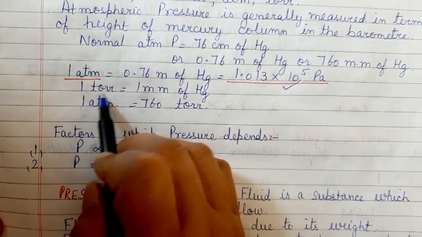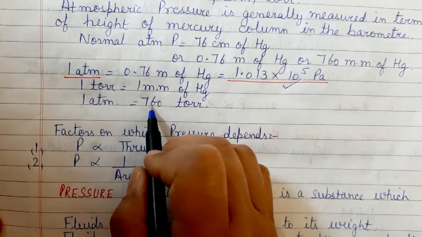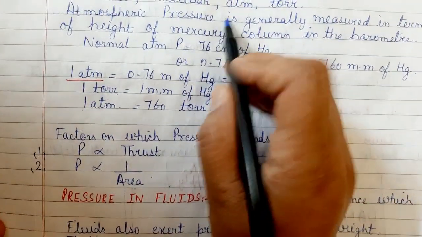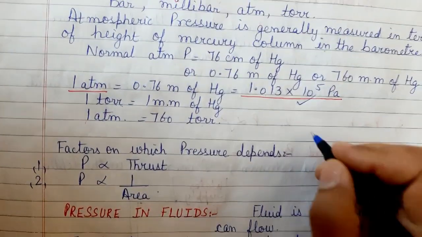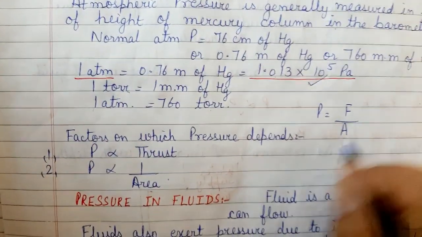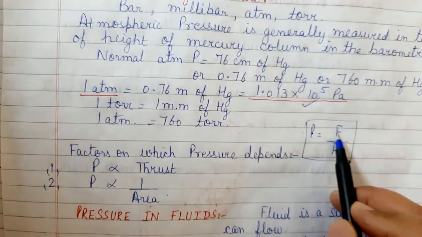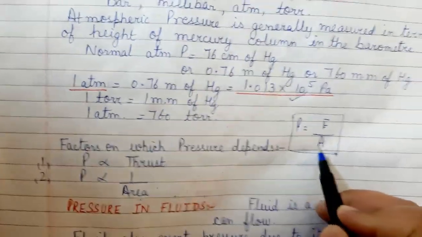Similarly, let us look at this. 1 torr is equal to 1 mm of mercury and 1 atmosphere is 760 torr. So these are the other units of pressure. Okay, now pressure depends on two things. According to the formula for pressure, as I told you, it is thrust upon area. Now if I look at this formula, then I come to know that pressure is directly proportional to thrust and pressure is inversely proportional to area.